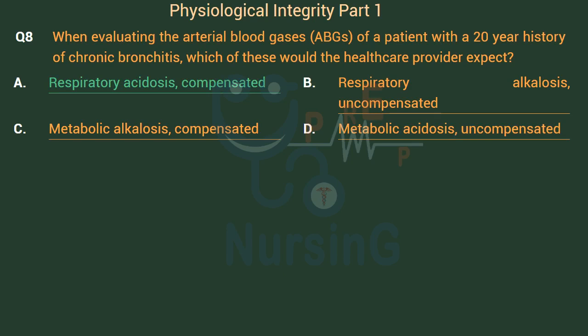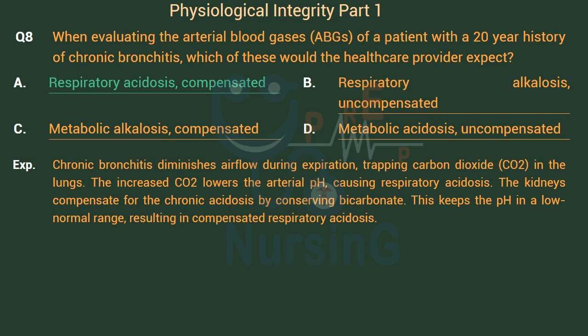Respiratory acidosis, compensated. Chronic bronchitis diminishes airflow during expiration, trapping carbon dioxide, CO2, in the lungs. The increased CO2 lowers the arterial pH, causing respiratory acidosis. The kidneys compensate for the chronic acidosis by conserving bicarbonate. This keeps the pH in a low normal range, resulting in compensated respiratory acidosis.